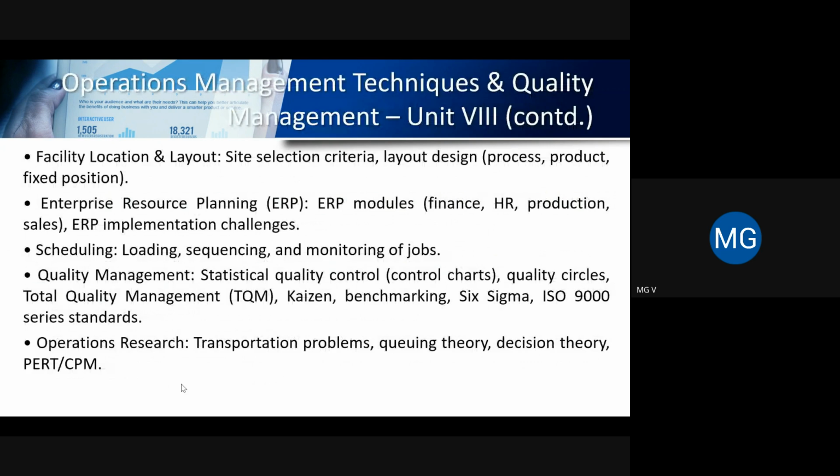The second part of Unit 8 focuses on operations management techniques and quality management. Facility location involves choosing the best location for a business operation. Site selection criteria include proximity to suppliers, customers, and transportation. Layout design involves arranging the physical layout of a facility to optimize efficiency. Different layout types exist, such as process layout, product layout, and fixed position layout.